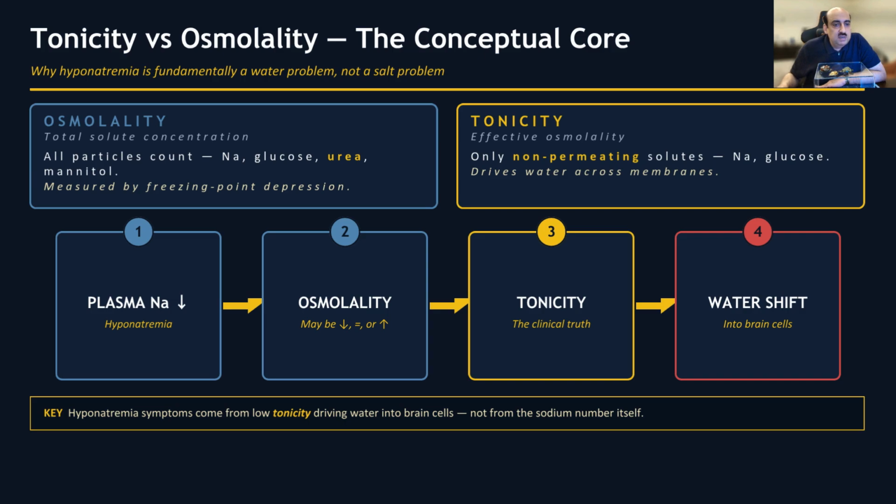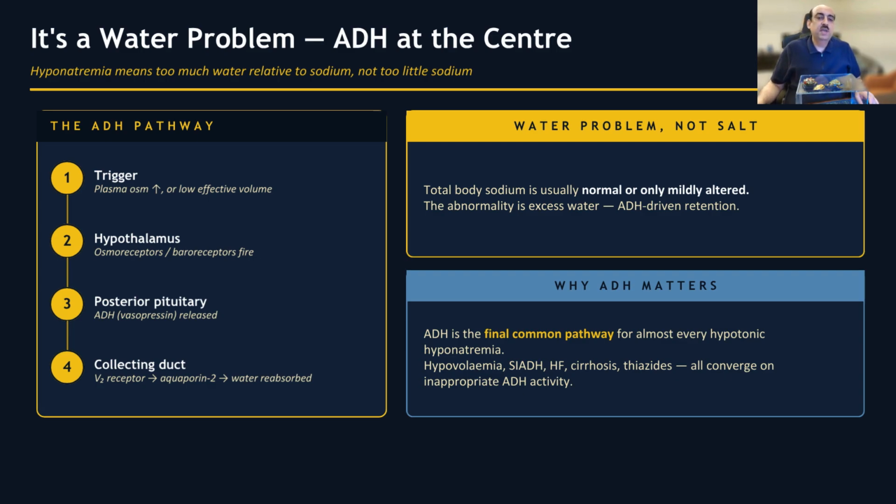In the clinical situation, hyponatremia symptoms come down to low tonicity. If there is low sodium, water is drawn out of the vascular space into the brain cells, and that leads to the problem. Hyponatremia is a water problem, not a salt or sodium problem per se. The total body sodium in most hyponatremic patients is either normal or near normal. The abnormality is the excess water, which drops the concentration of sodium and leads to hyponatremia.